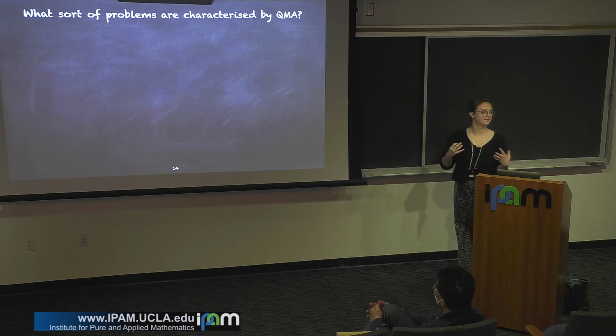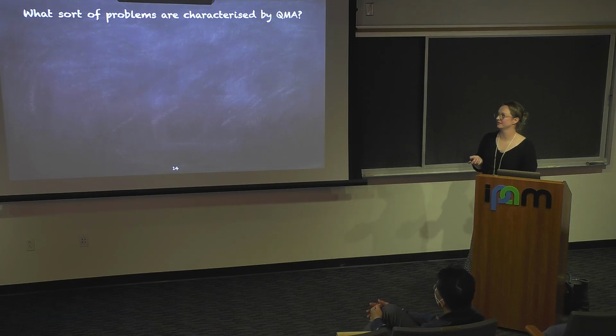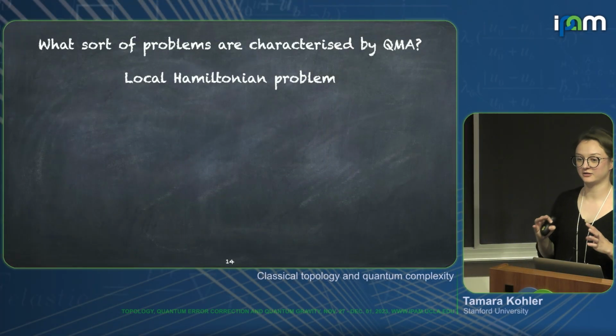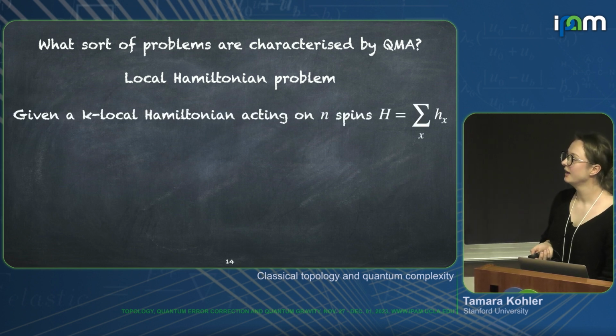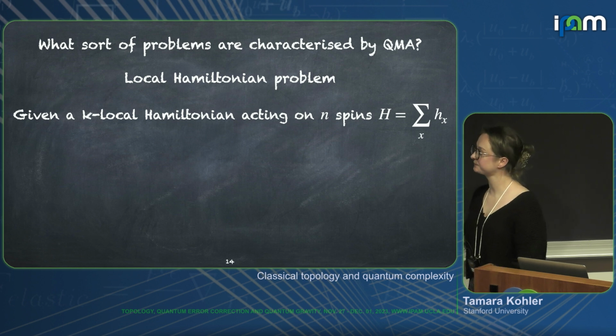Okay, so these are the complexity classes that we're going to be interested in. What sort of problems are characterized by these complexity classes? The kind of canonical problem that is known to characterize the complexity class QMA is what's known as the local Hamiltonian problem. In this problem, you're given some k-local Hamiltonian acting on n spins.